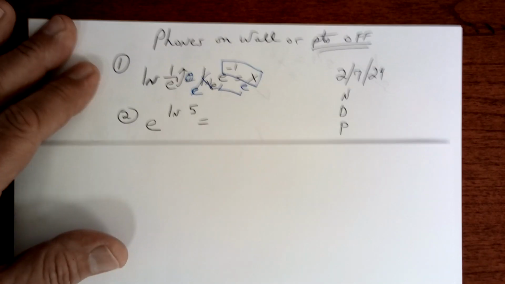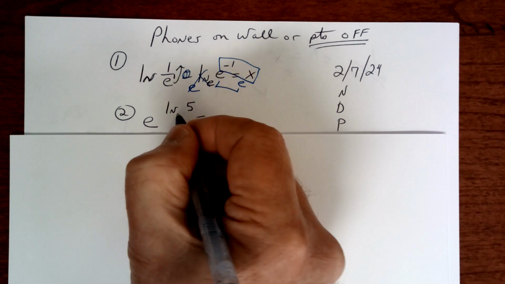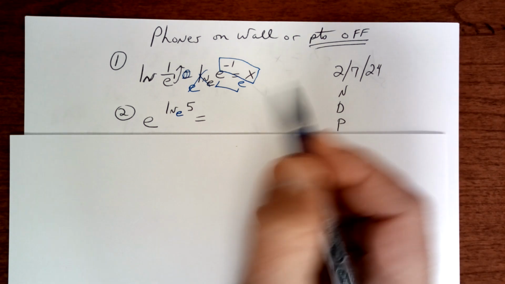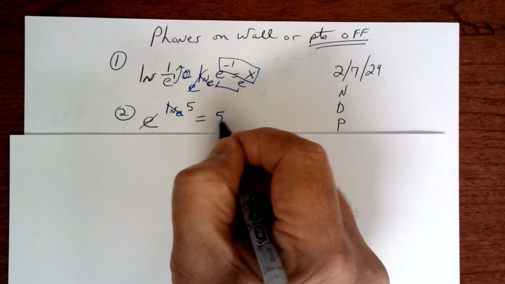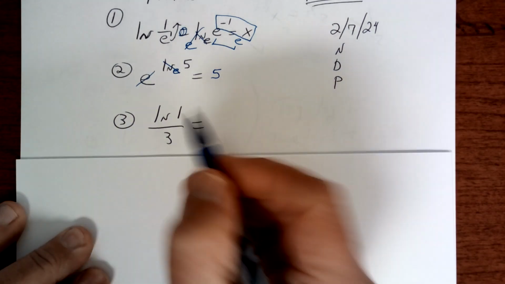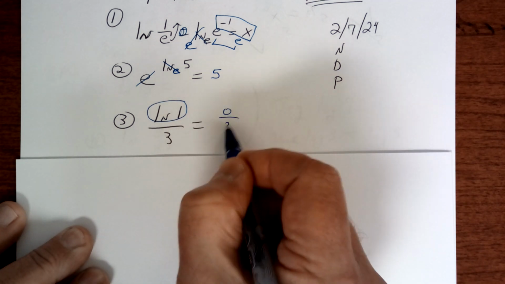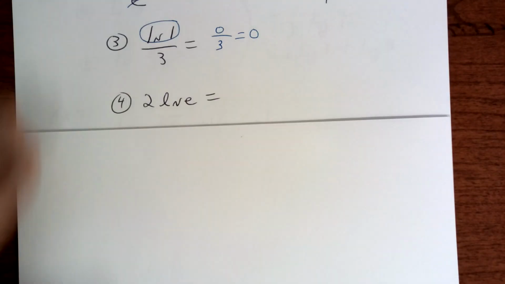This one right here, let me think about it. We know that this is a base e because it's a natural log. This exponential cancels with that log and you get 5. That was a pretty easy one. This one right here, the natural log of 1, you just got to memorize is 0. And 0 divided by 3 is 0. Okay? That's a property.